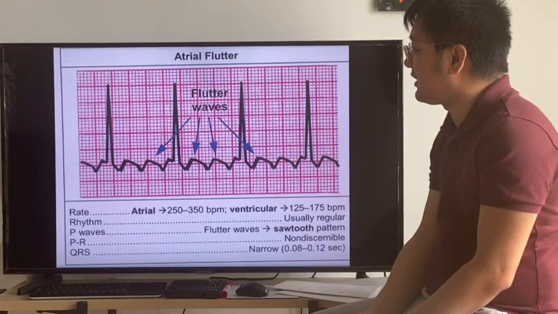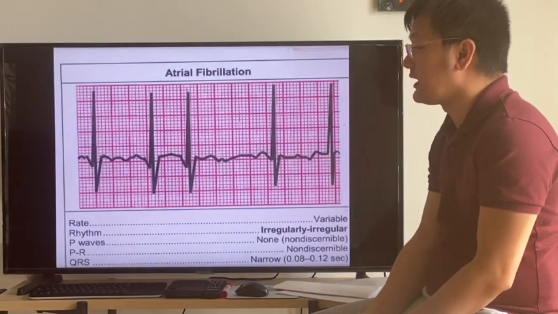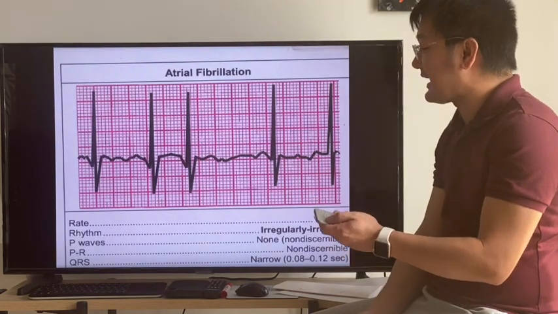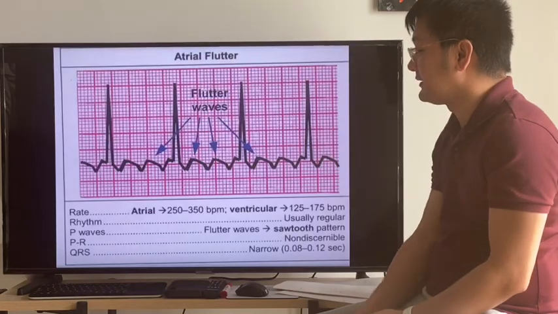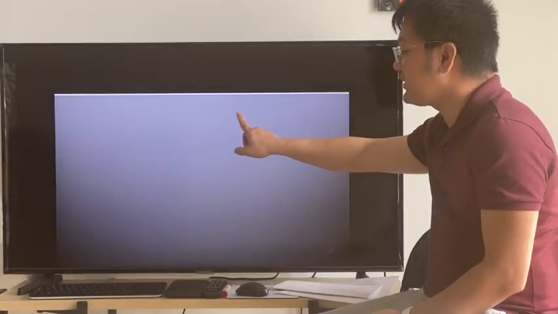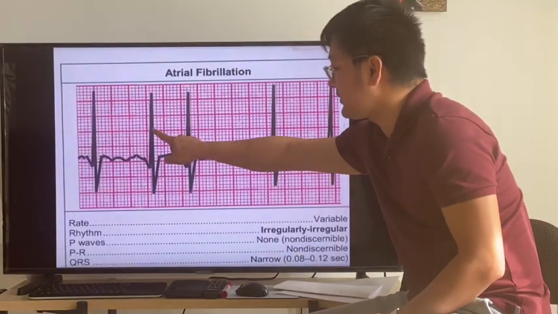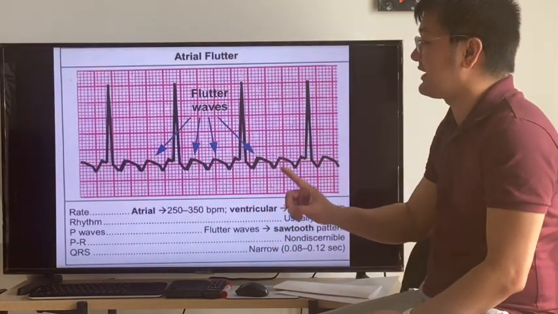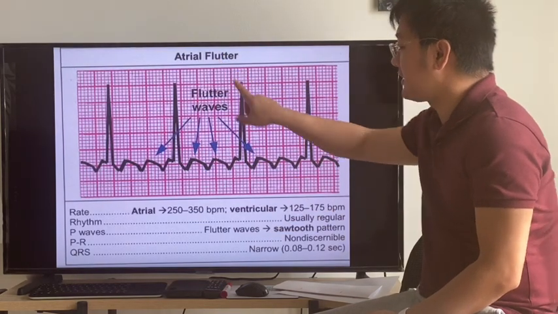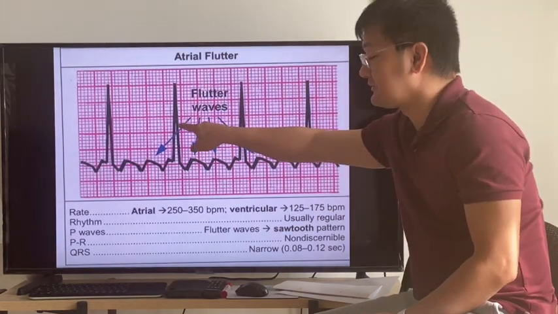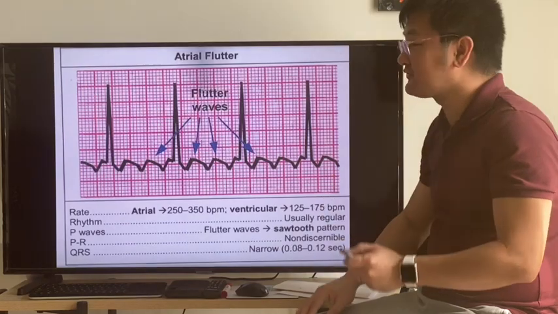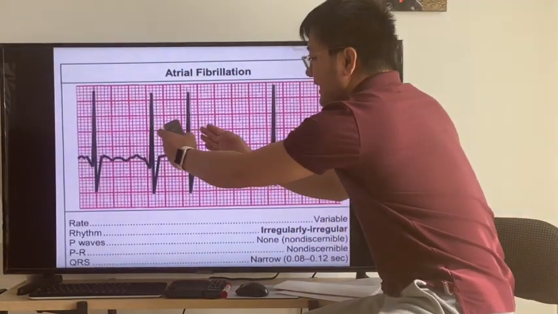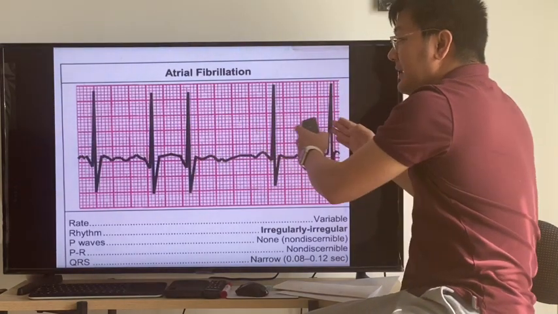Next is atrial fibrillation. Now, look at your atrial fibrillation and compare that with your atrial flutter. They both have a QRS complex, am I right? What makes it different is that atrial flutter has rhythm. Atrial fibrillation has no rhythm. Look, they don't have the same spacing, no rhythm at all.